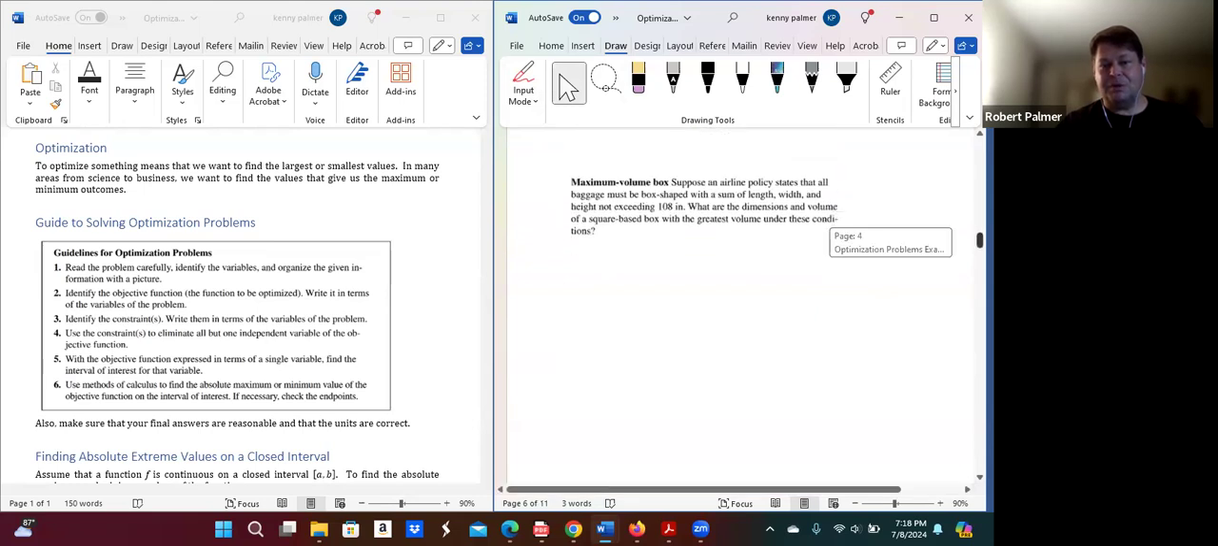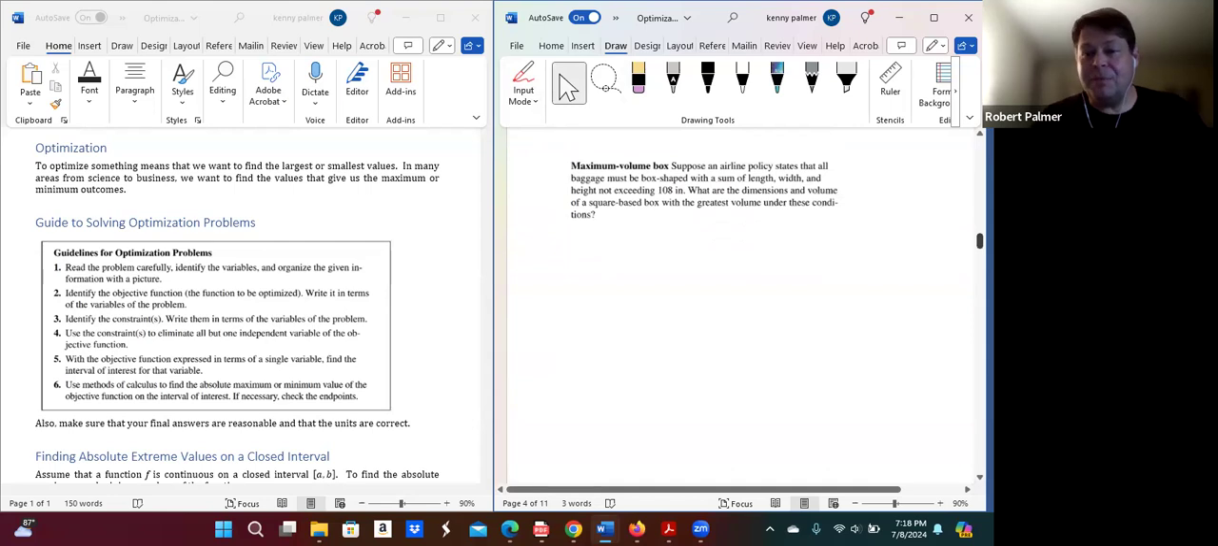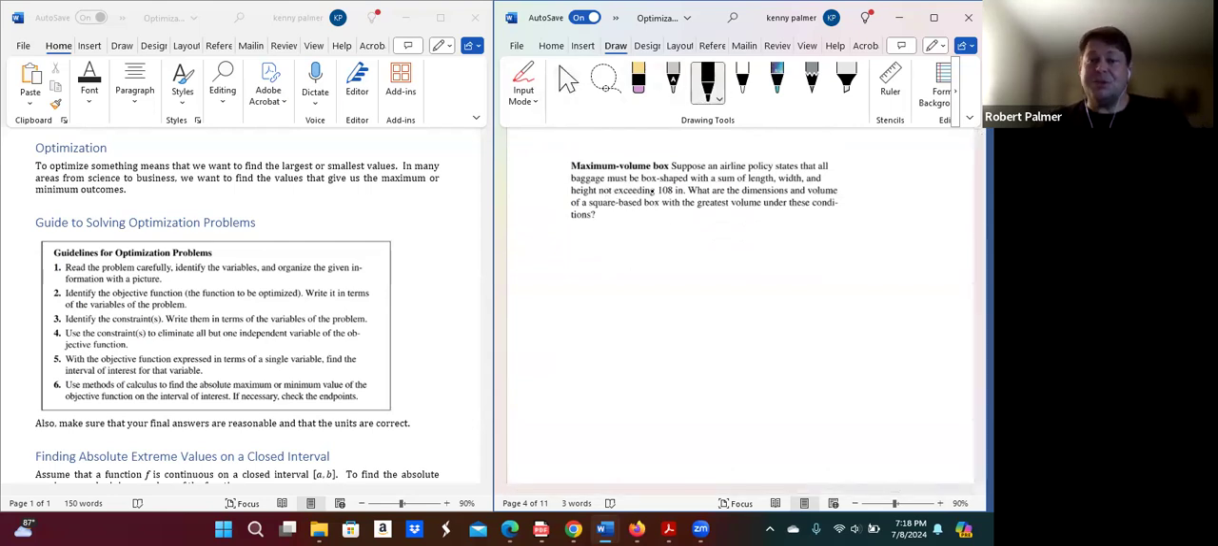Now this problem actually has to do with volumes. It says, suppose an airline policy states that all baggage must be box shaped with the sum of the length, width, and height not exceeding 108 centimeters. What are the dimensions of volume of a square box base with the greatest volume under these conditions? So we have a square box, okay? Let's imagine kind of what that looks like.